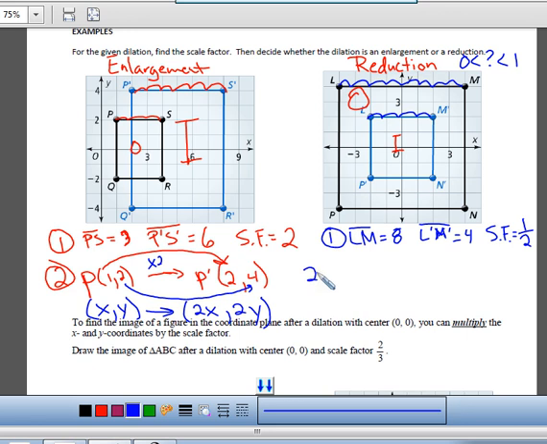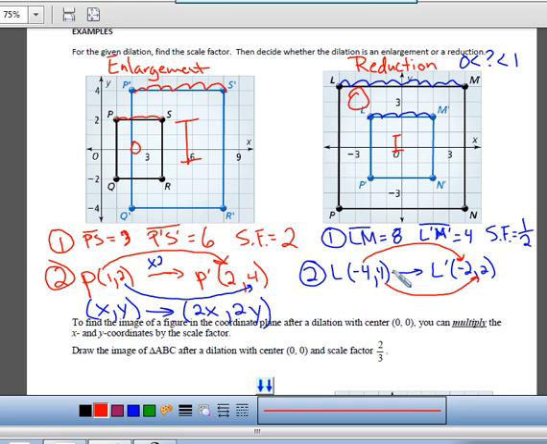Again, the other strategy, using the points. So if I use point L, find the coordinates of L, and that is at -4, 4. What do we do to get to L prime? And L prime is at -2, 2. Go from the x coordinate to the x, and the y coordinate to the y. How do I get from -4 to -2? How do I get from 4 to 2?